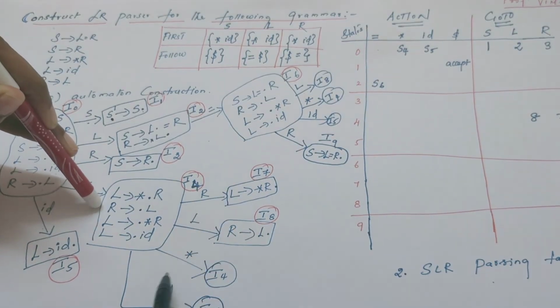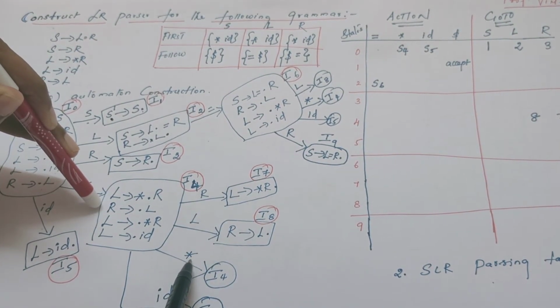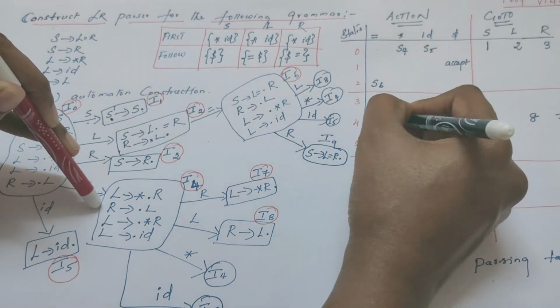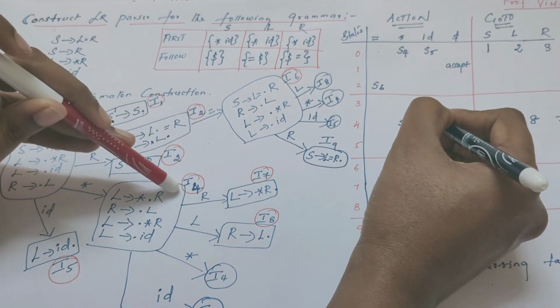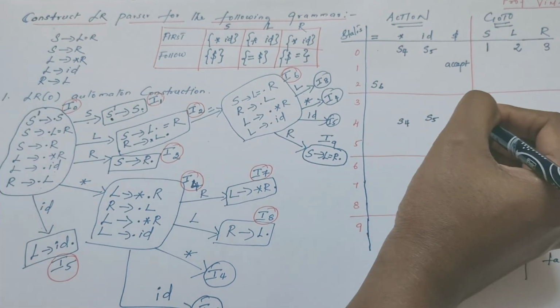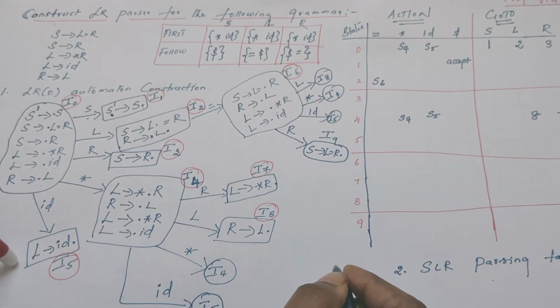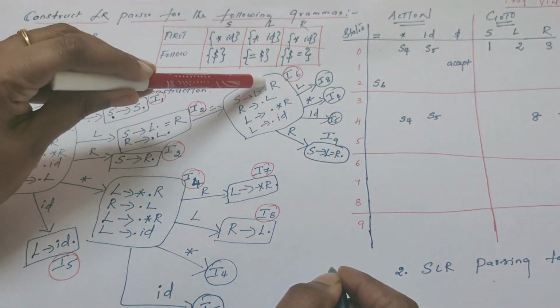From I4 on reading star, star is a terminal, so we have to enter into the action column. From 4 on reading star, it enters into 4 itself. So here I have to enter the value as S4. Similarly, from state 4 on reading ID, it enters into state 5, so let it be S5. Now from I5, the fifth state, there are no transitions. So let us move on to the sixth state.